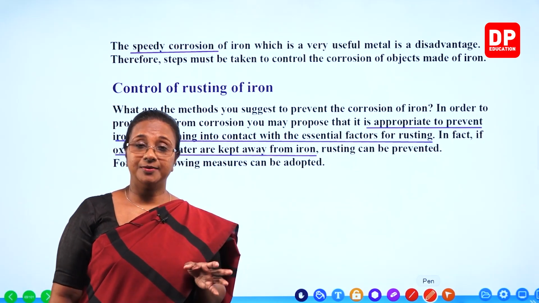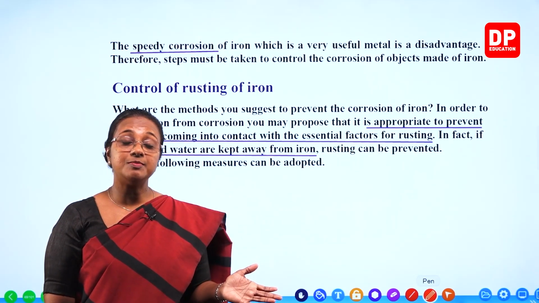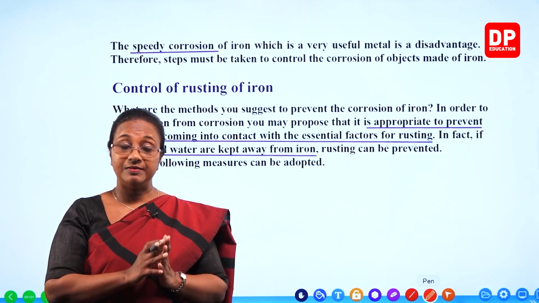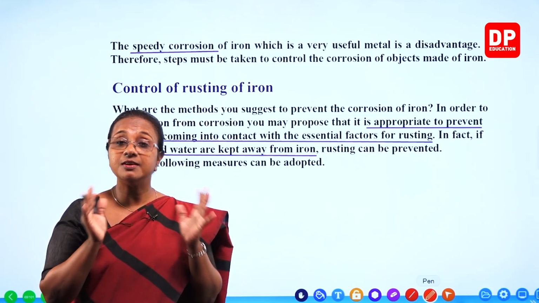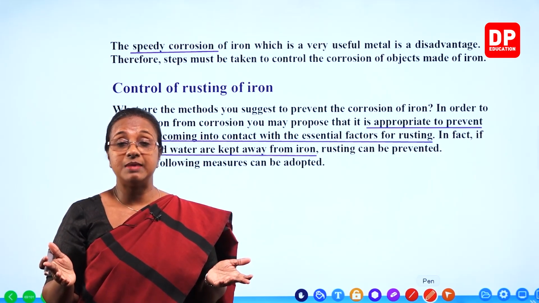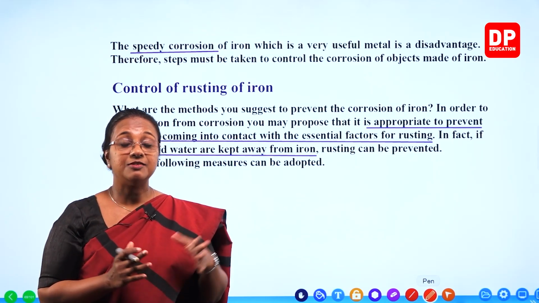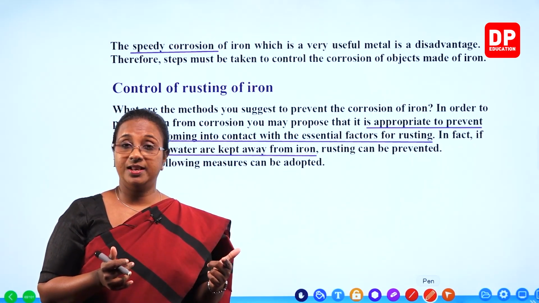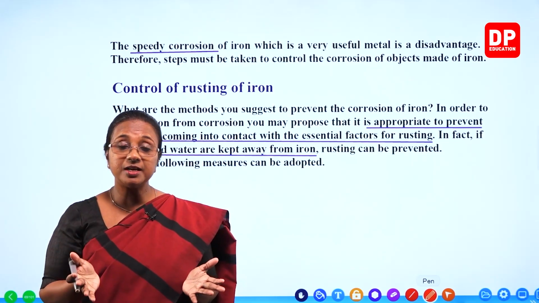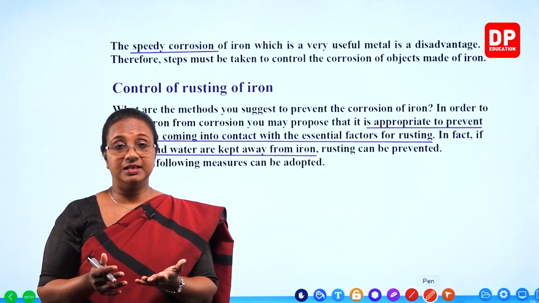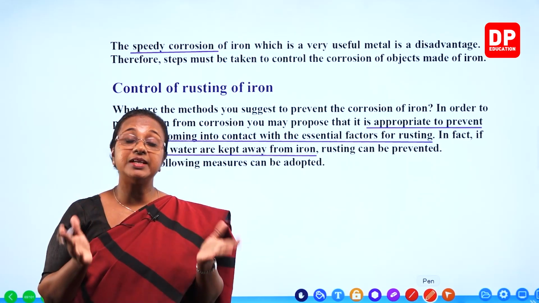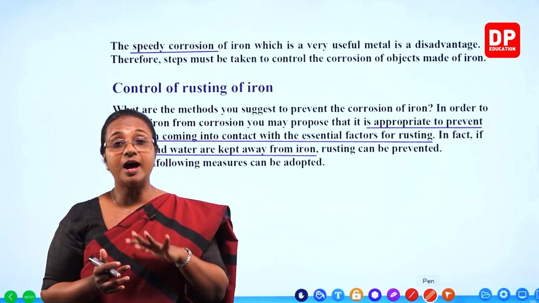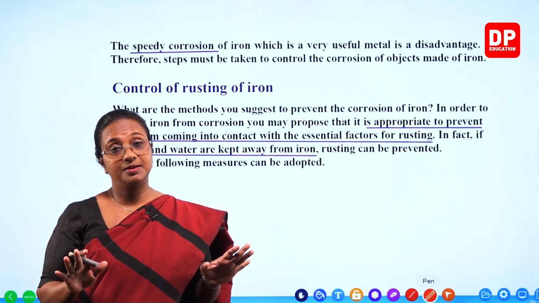So how can we keep oxygen and water away from iron? There is enough oxygen and water vapor in the atmosphere. So if you want to prevent it, you have to cover the surface of the iron object with some other material. To do that, we can apply paint, grease, or oil. Normally, if it is an object made of iron, you can paint it. The paint acts as a protective cover that prevents the contact of air and water with iron. Therefore it prevents rusting.